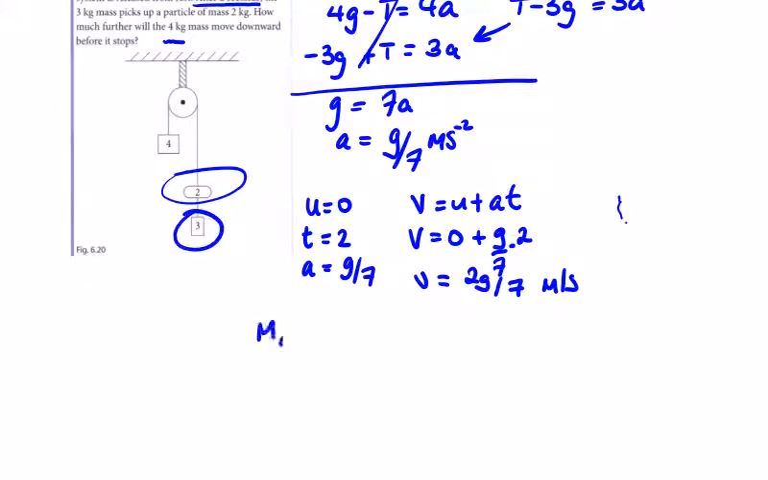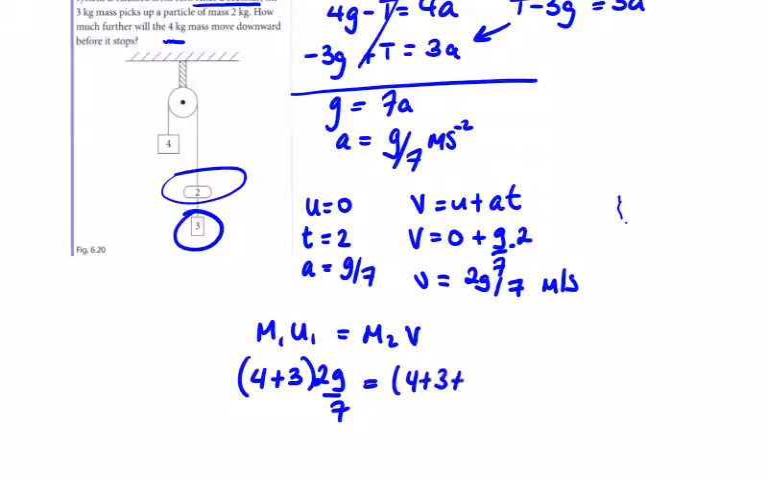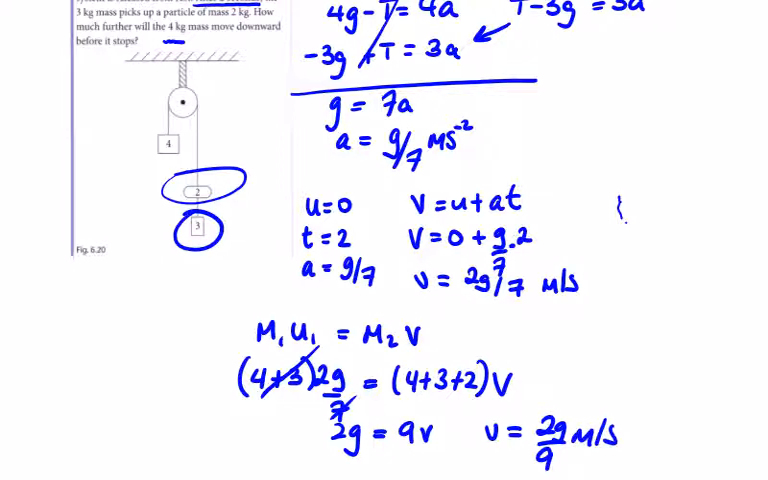So we have the conservation of momentum. m1u1 is going to be equal to the new mass m2 and the new speed, we just call it v. So the original mass was your 4 plus your 3, which is 7, times the speed of the system after 2 seconds, which is this 2g over 7. That's going to be equal to the new mass. We've added on 2, so it's going to be 4 plus 3 plus 2 times the new speed, which is v. So simplifying this, the 7s will cancel, so we're going to get 2g is equal to 9v. So the new speed of the system v is equal to 2g over 9 meters per second.